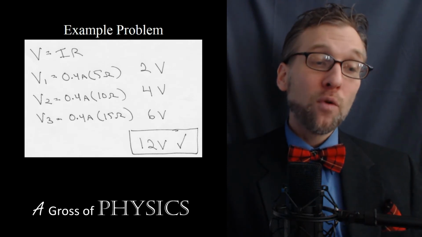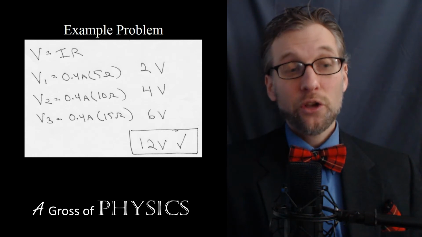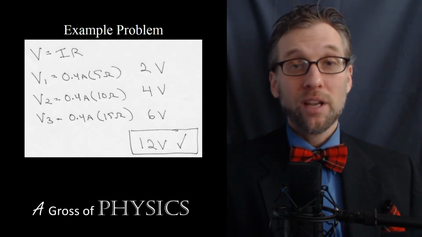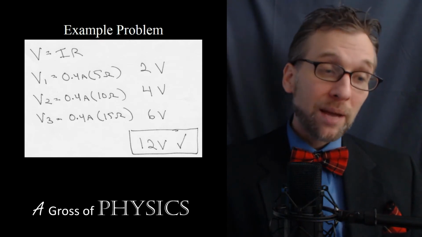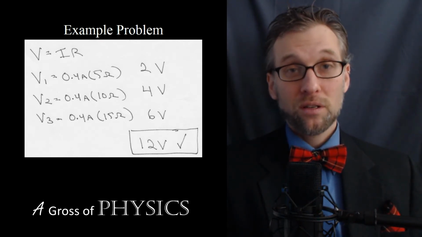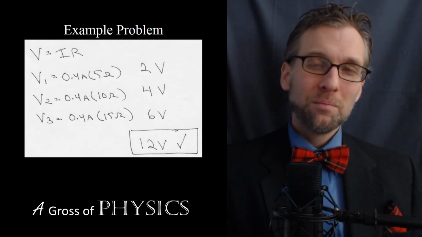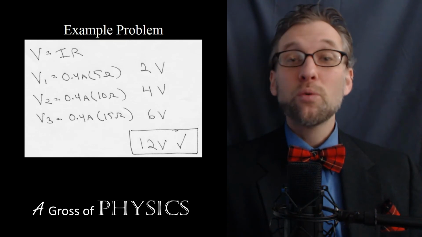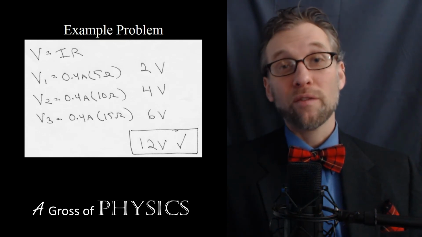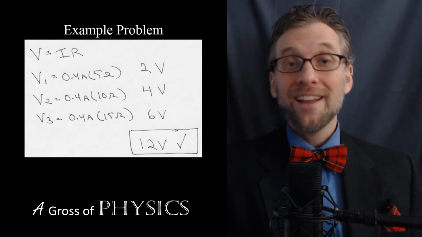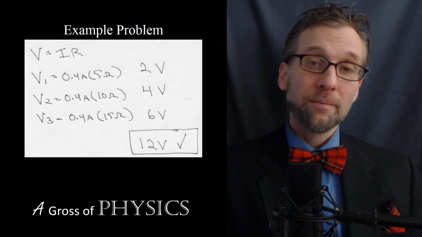And if you go 0.4 through the 5 ohm resistor, you get 2 volts. 0.4 times the 10 ohm resistor, you get 4 volts. And 0.4 times the 15 ohm resistor, you get 6 volts. Well, if you add 6 plus 4 plus 2, you get 12 volts, which was the original voltage flowing from the battery. So the voltage drops have to equal the voltage gain. This is basically conservation of energy.